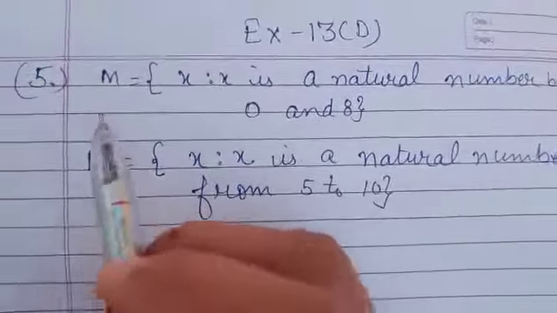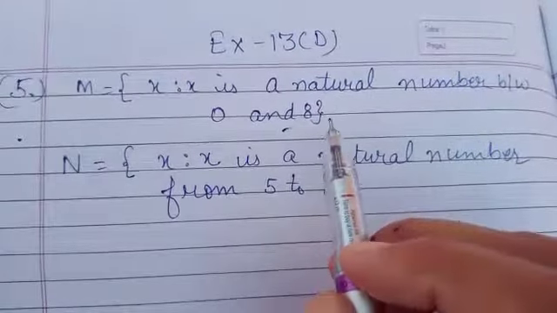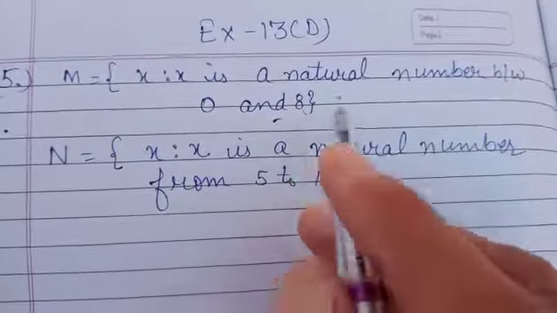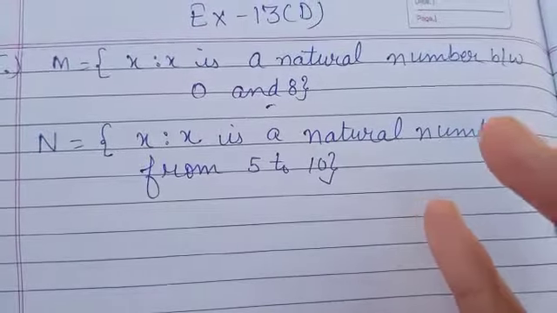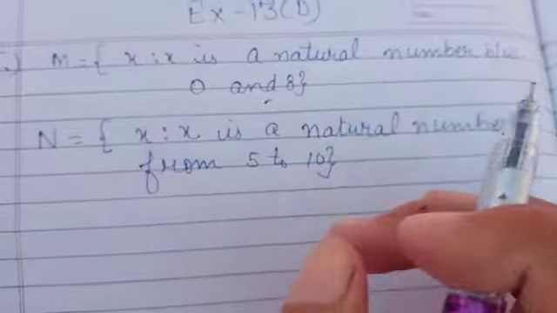Okay beta, next is question number 5. Here again statements are given. So how to write it? Firstly we have to learn. By now you must know what is intersection, what is union, how to find A minus B, B minus A, and how to write its cardinal number.